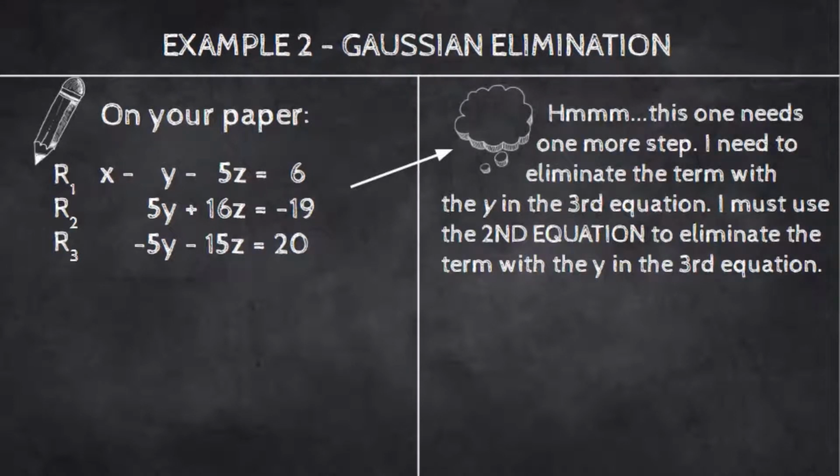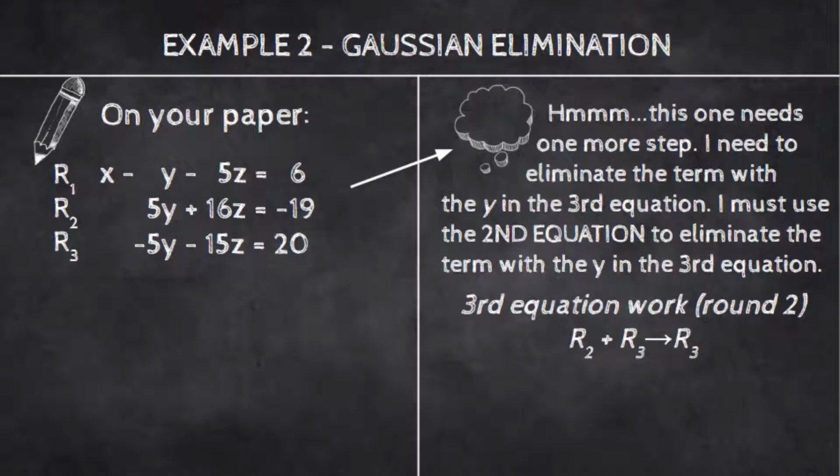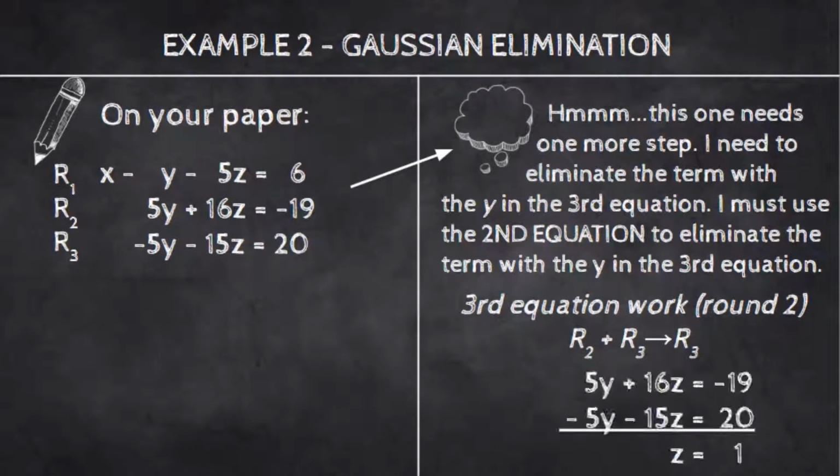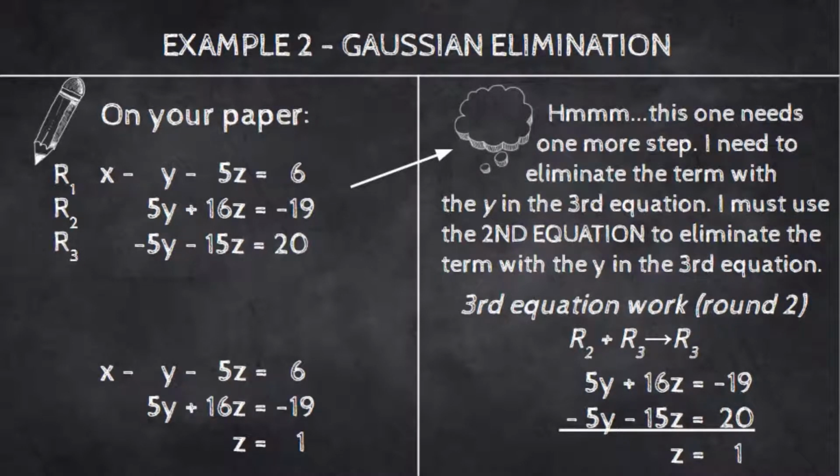One more step. Eliminate the term with the y in the third equation. Use the second equation to eliminate it. So that would mean on this one, since I have positive 5y and negative 5y at the beginning of the second and third equations, I just want to add them. That's going to give me z equals 1. So there are my new equations, the first one, the second one, and the third one. The z equals 1 is now in place. It's the new third equation, and you can tell you are in the right form to be able to solve.